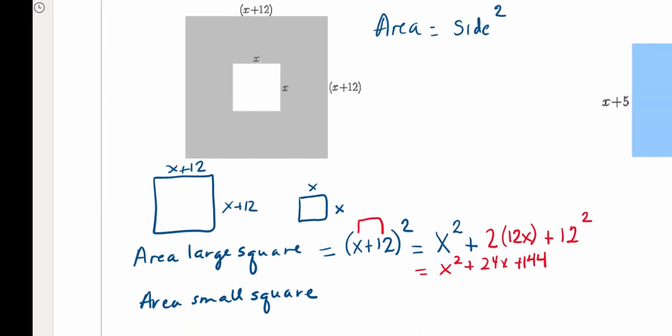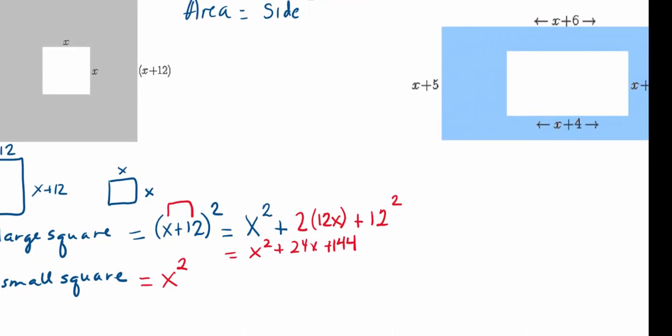Now, if you don't want to square the binomial using the special products formula that we just talked about, the alternative is to write two copies of x plus 12 and use your FOIL method, as you know. All right, the area of the small square is pretty easy. It's x squared.